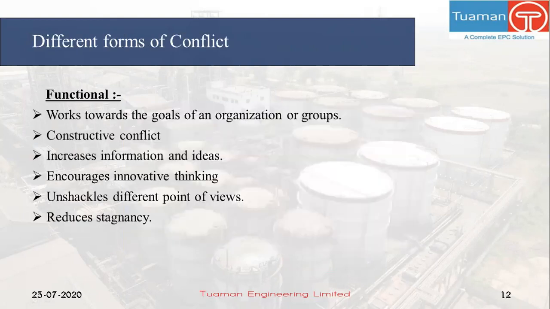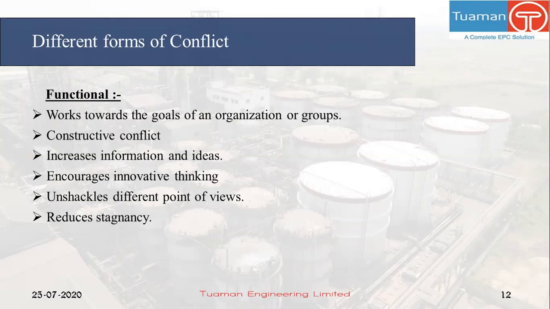Next is different forms of conflict. Conflict can be functional or dysfunctional. Functional conflicts are related to good conflict, and dysfunctional conflicts are related to bad conflict. In an organization, when people are working together, they are bound to have differences of opinion, and a functional conflict helps in certain ways, because it works towards the goal of an organization or group. When people are involved in a conflict, they try to resolve the differences and disagreements of opinions. That is what a functional conflict is.